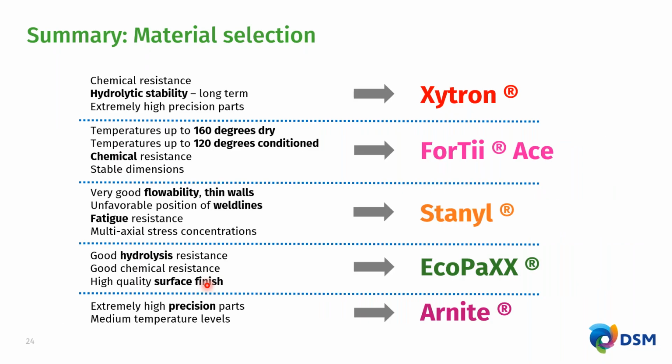To quickly summarize, in case you need hydrolytic stability, then look for PPS. If you're looking for mechanics at high temperatures, then 4OAs would be a candidate. Good flowability, thin walls, unfavorable position of weld lines or fatigue properties, fatigue resistance, Stanyl would be a candidate to look at. And then high precision parts would be Arnite PET-based materials.